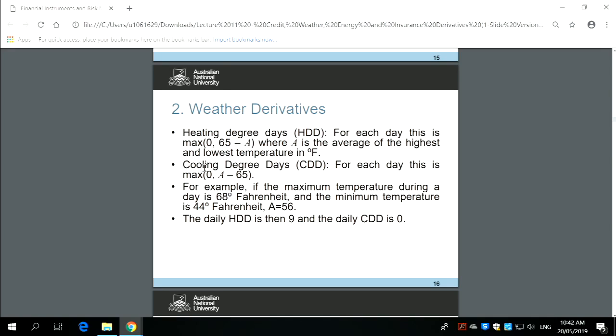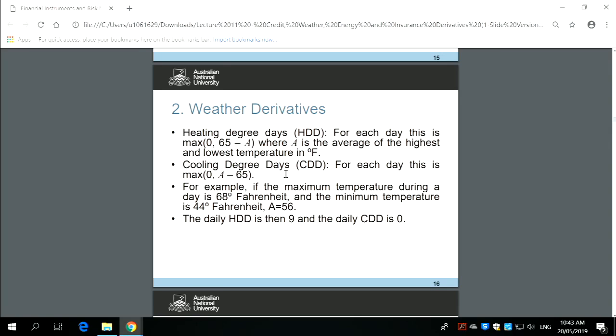Okay, so let's imagine another scenario here. Let's look at cooling degree days. Cooling degree day is just the opposite. Instead of having 65 minus the average, we have the average minus 65. In other words, the hotter it is, the bigger the payoff you are likely to get. Because the larger this capital A is, the larger the difference between capital A and 65, and that is in turn multiplied by another multiplier, which is the dollar amount.